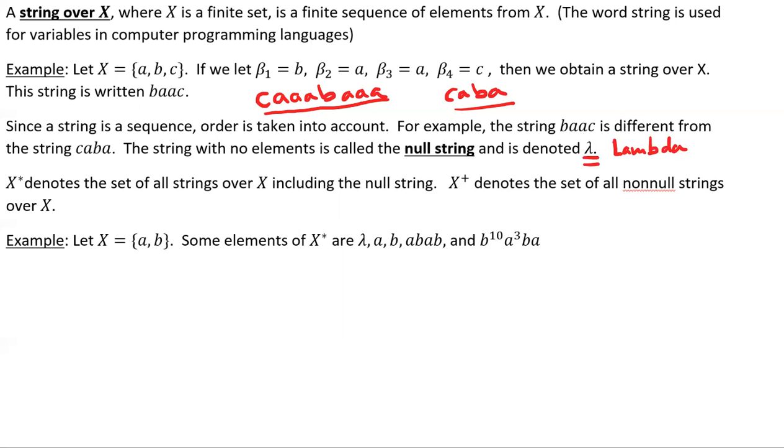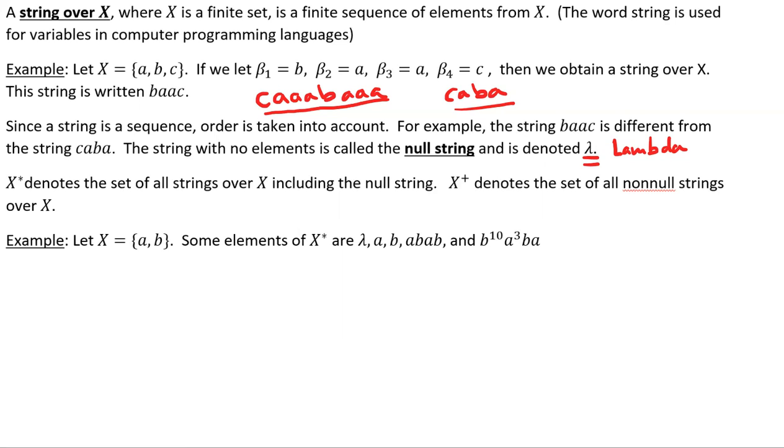It's kind of like the power set, although we could probably prove this. It's infinite. It's going to be super large. And X plus denotes the set of all non-null strings over X. Ignore that spell check thing. X plus just denotes, again, the set of all non-null strings over X.